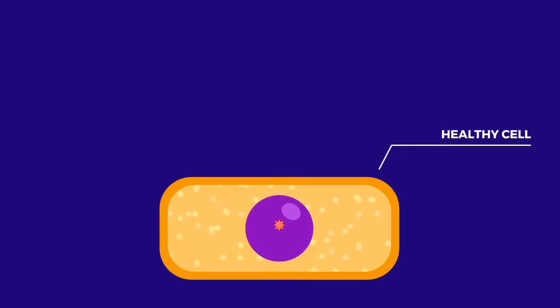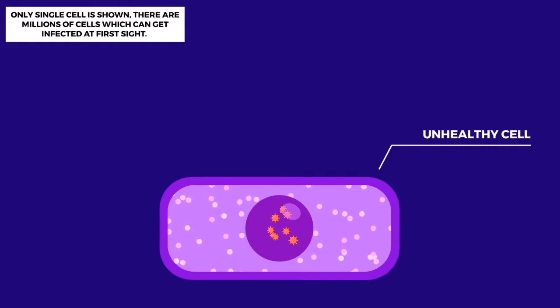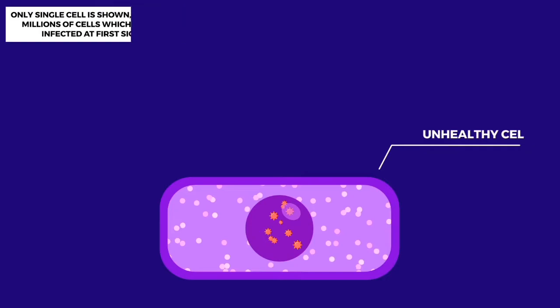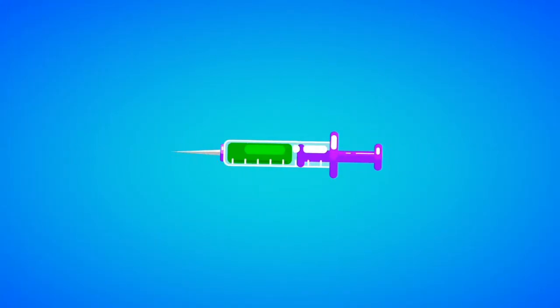The viral replication cycle can produce dramatic biochemical and structural changes in the host cell, which may cause cell damage. These changes, called cytopathic effects, can change cell functions or even destroy the cell. The number of damaged cells increases exponentially. Here vaccines enter the game.